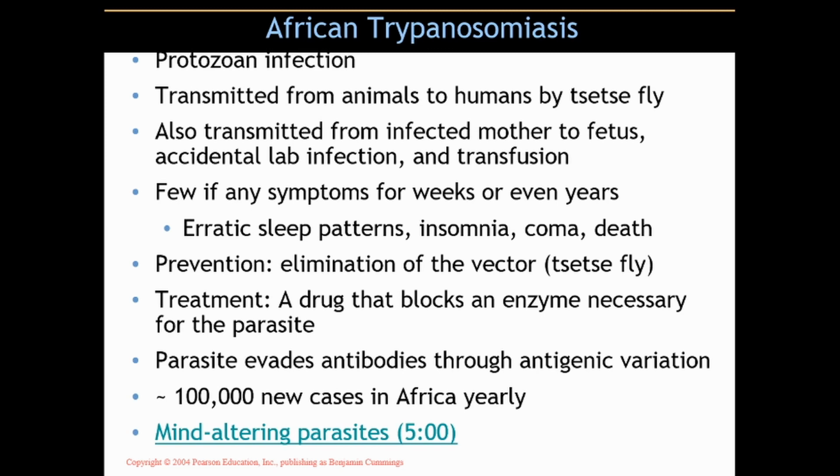And why is it so difficult to combat within the body? The parasite evades antibodies through what's called antigenic variation. And there are about 100,000 new cases in Africa yearly. And this is an interesting video done by TED Ed. I love TED Ed videos. My students can click on that in their PowerPoint, a hyperlink to mind-altering parasites. This one alters the mind greatly.